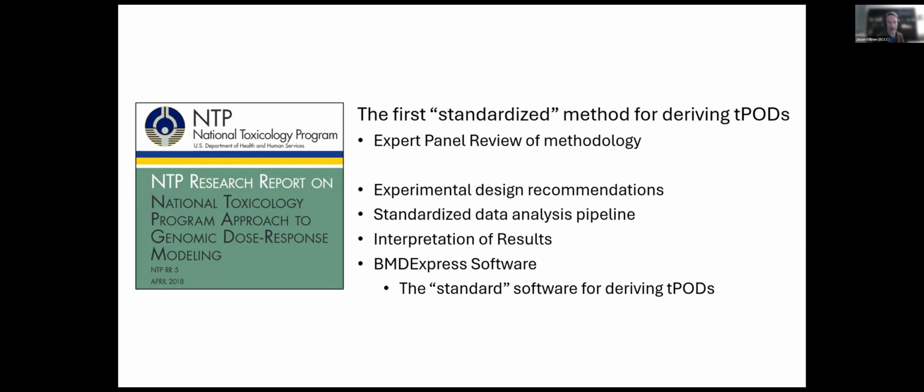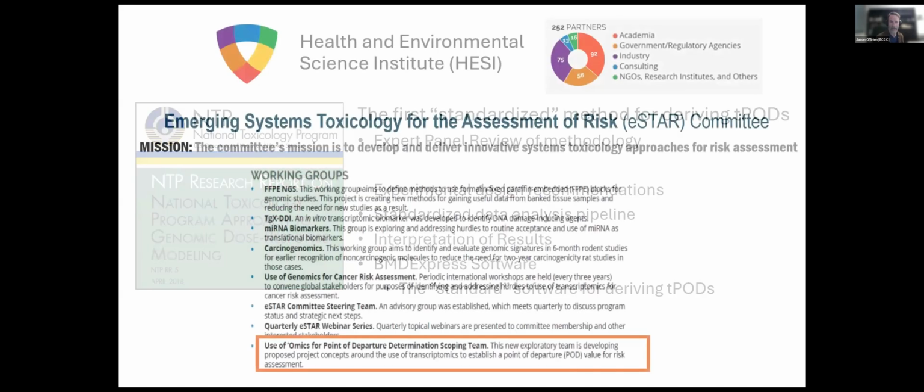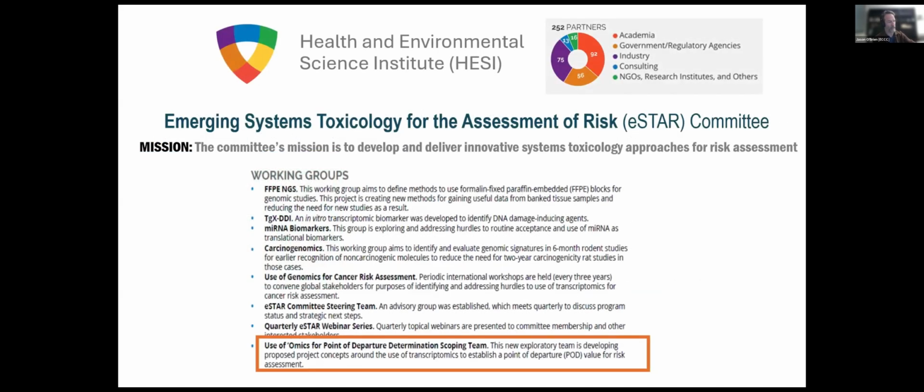And from this exercise, they made recommendations for experimental design, standard data analysis pipeline, and how to interpret the results. And they developed the software called BMD Express, which is still considered the gold standard software for doing TPOD analysis. And this has been considered a guidance document that many people use when they're designing their TPOD studies.